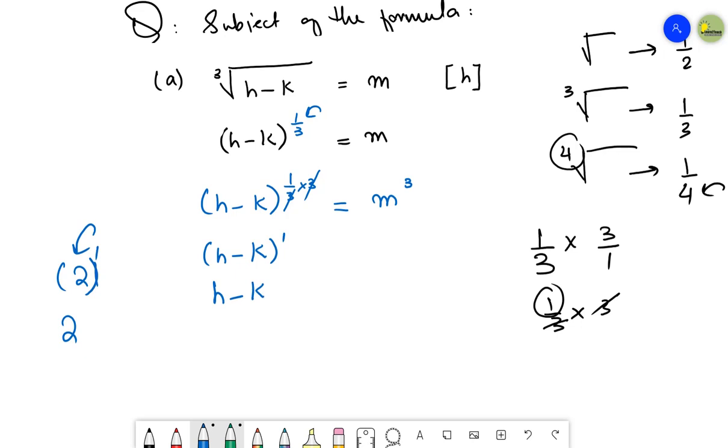So h minus k equals m cube. You can see that m has a cube on it. Why? Because we have multiplied both the sides with 3 so that 1 upon 3 can be removed from h minus k. So this operation needs to be done on both the sides. Now the only thing right now is minus k, which is extra on your left hand side. So minus k, if I want to shift it to the other side, the sign is going to be changed. Right now it is subtracting from h. On the other side it is going to be added, plus k with m cube. So h equals m cube plus k. So this is going to be your answer. I hope it is clear to you.